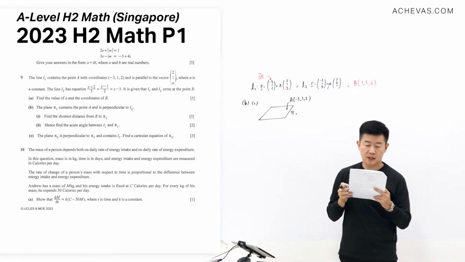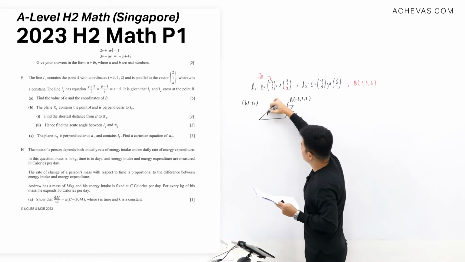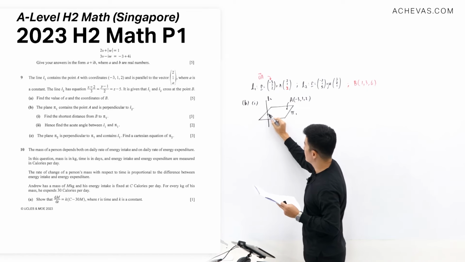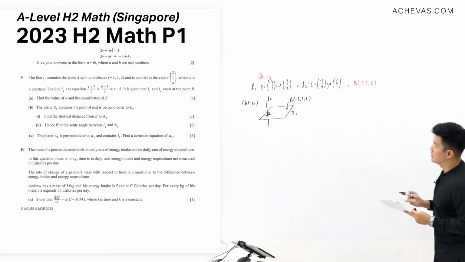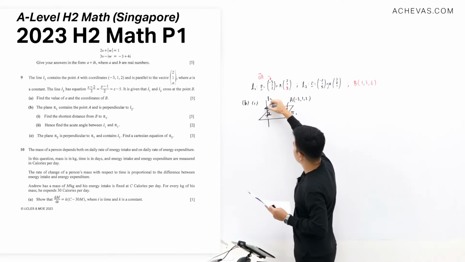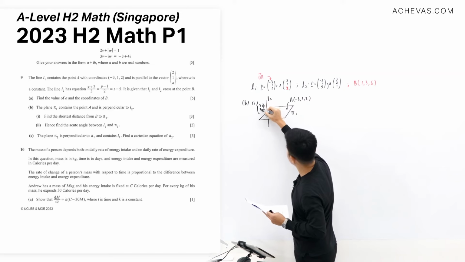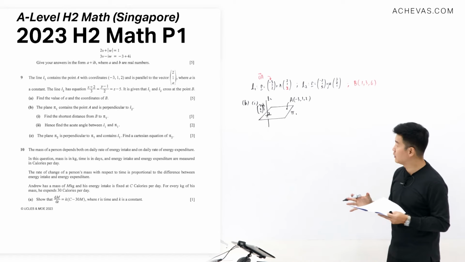And according to the question, it is perpendicular to L2. I don't know where L2 is, so let's say L2 is here. It is going to be perpendicular to pi 1. So if it is perpendicular to pi 1, that means the vector that is parallel to L2, which is this (3, 2, 1), is going to be perpendicular to pi 1 also.